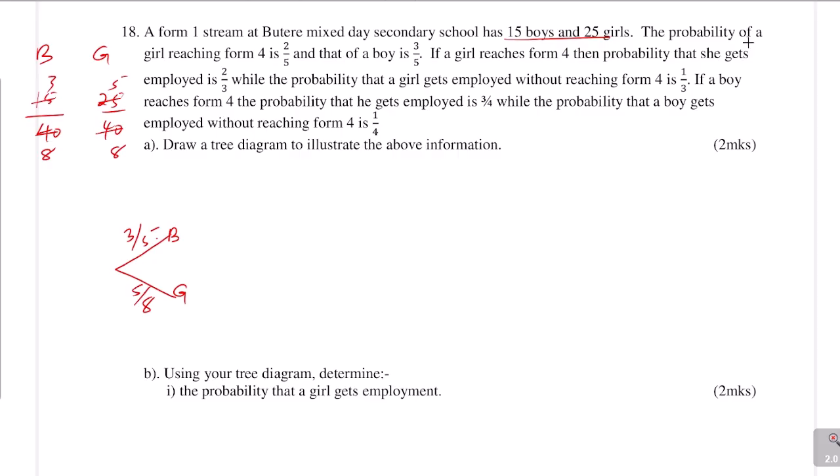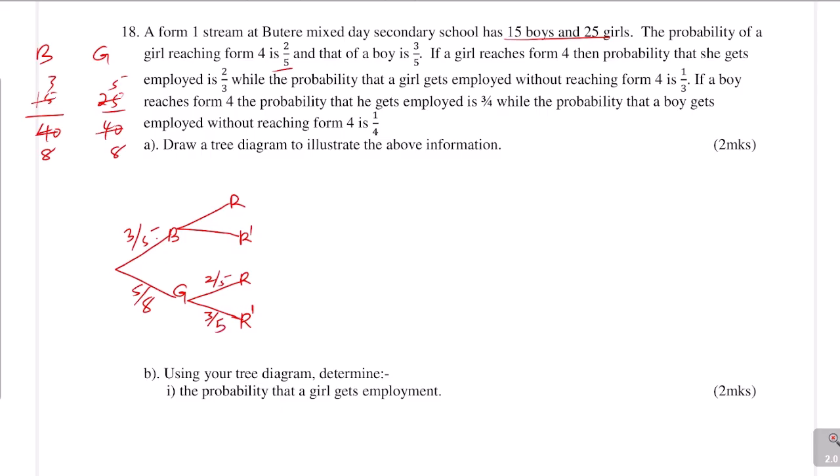The probability that a girl reaches Form 4 is 2/5. So we're going to have another branch here. For reaching Form 4, I'll use R. Not reaching Form 4, I write R prime. Then for the boy, the same thing. So the probability of a girl reaching Form 4 is 2/5, so not reaching will be 3/5.